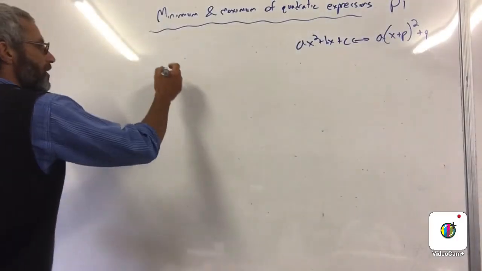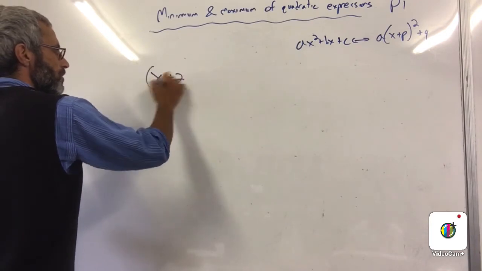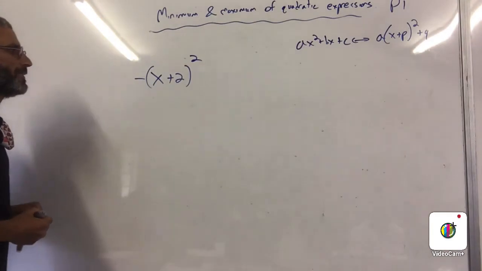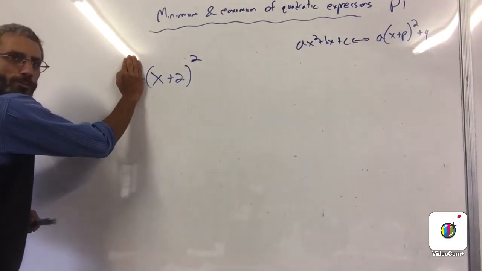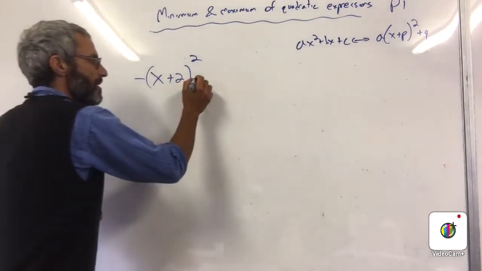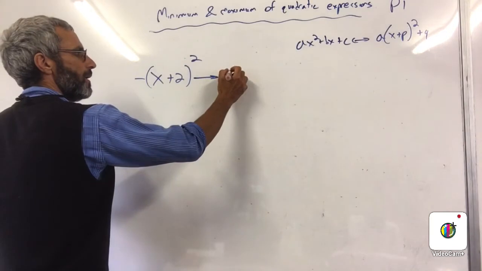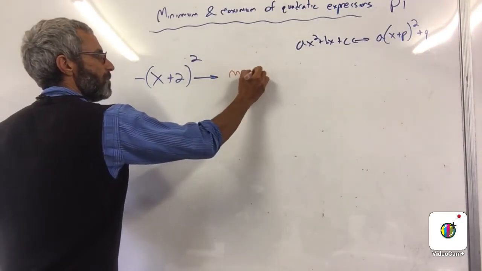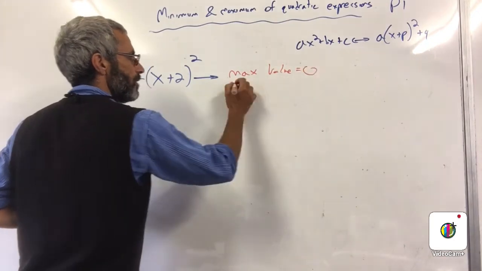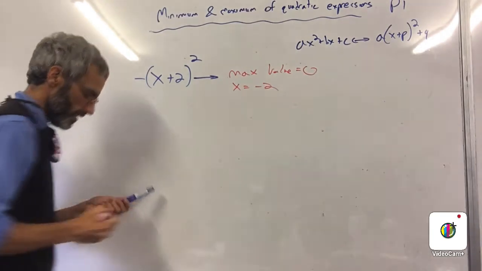So let's do another one. x plus 2, put a minus, squared. Remembering this is always positive, that means with the minus it is always negative. That means we're going to have a maximum or minimum? Max. There will be a maximum value which is equal to 0, and that happens when x equals -2. This is not difficult for you.